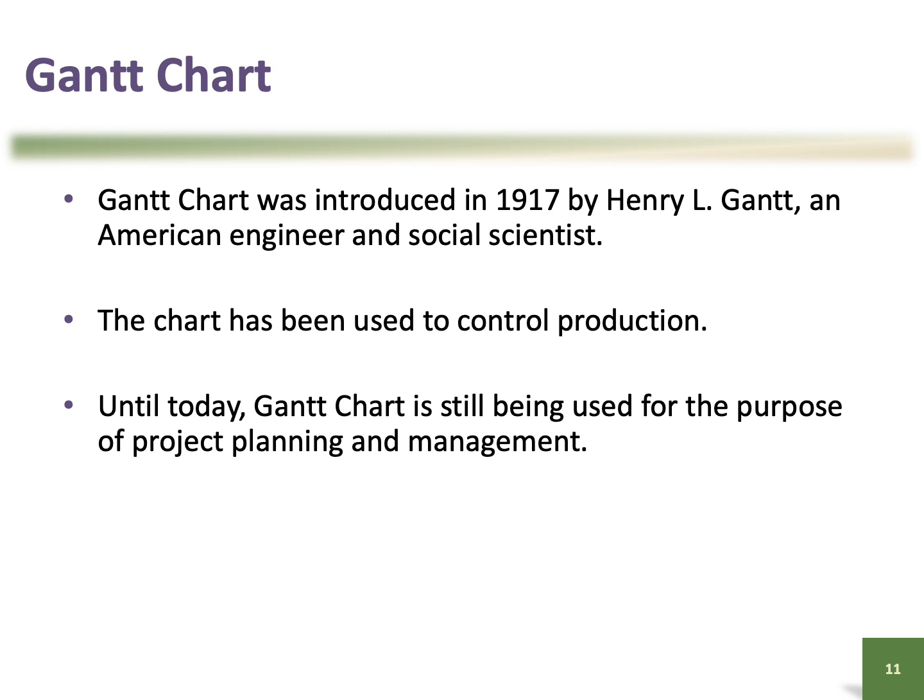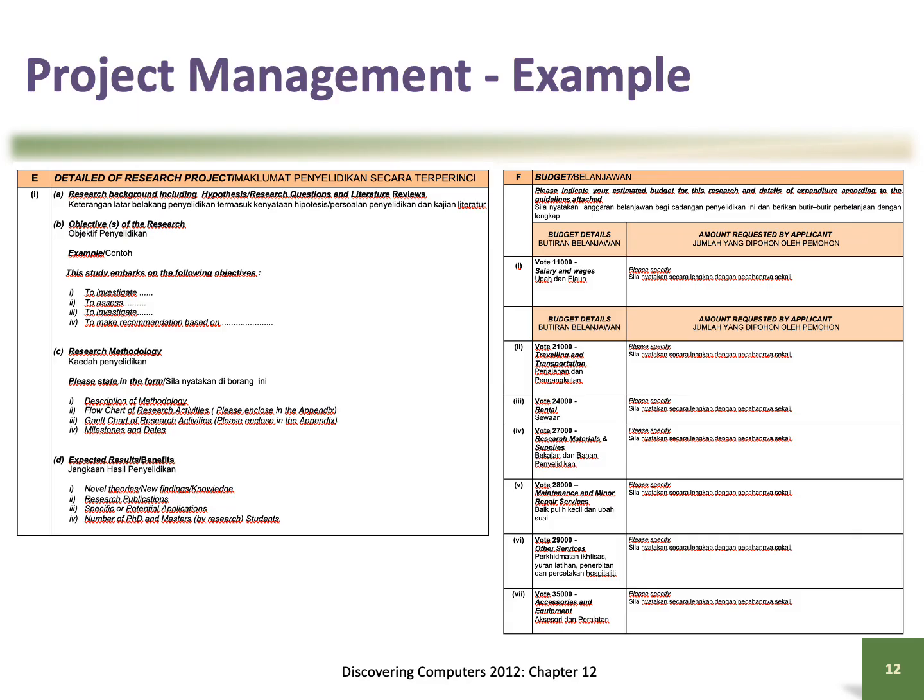The Gantt chart was introduced in 1917 by Henry Lawrence Gantt, and the chart has been used to control production. Until today, the Gantt chart is still being used. If we look back at the grant proposal form, you can see that under research methodology, it asks for a Gantt chart of research activities. So that means you would still have to draw or include the Gantt chart in any project that you have.